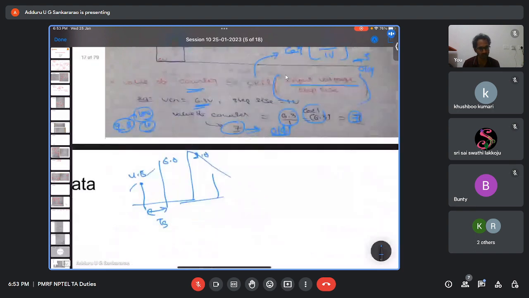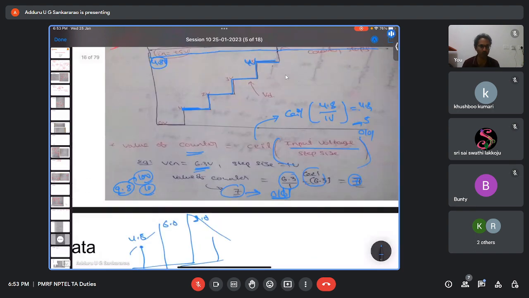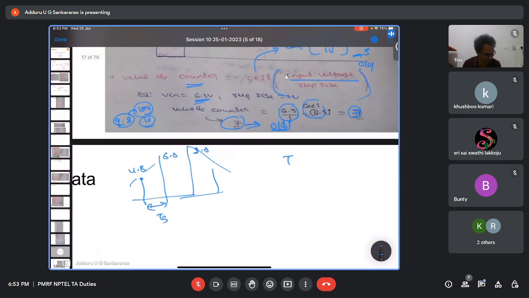If it is a 4-bit DAC, if step size is 1, it can go up to 15 volts, right? You got it, right? So what is the maximum conversion time? Maximum conversion time, T max, is what? 2 power n minus 1 into the clock period, right? That many clock pulses are going, right? 2 power n minus 1 into clock period. Have you understood?